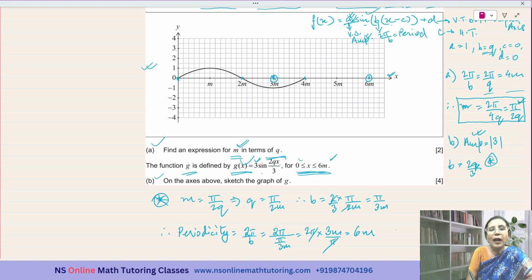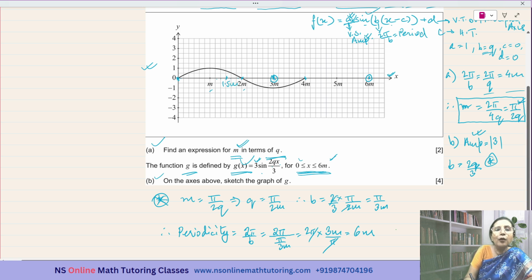So I have to get the position of 1.5m. And this is m and this is 2m. So the middle point of these two will be 1.5m. And you see there are 1, 2, 3, 4, 5, 6 subdivisions between m and 2m. So this will be 1.5m. And if I go up, this will be the point 1.5m comma 3.